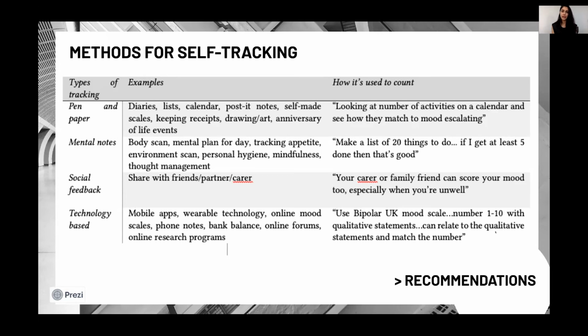But what we uncovered here that was really interesting is, indeed, we know about the methods, but what is the experience of using them? How do they count things or make sense of these self-tracking methods? And one thing is around, of course, you know, mood and mental health are very much qualitative life experiences, but how do you convert that into something quantitative, which is very much the essence of self-tracking and this whole kind of discourse around the quantified self? And I'd like to draw your attention to quote number 2 in Mental Notes. And that is, somebody said to me, if I make a list of 20 things to do, if I get at least 5 done, then that's good.